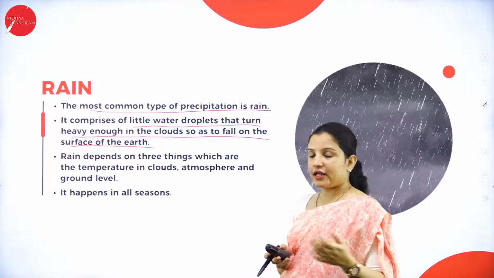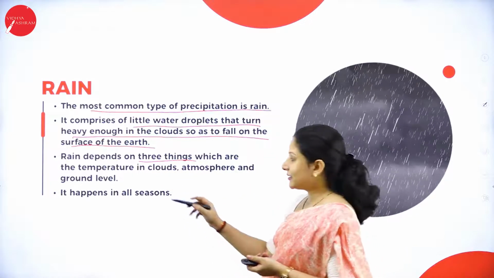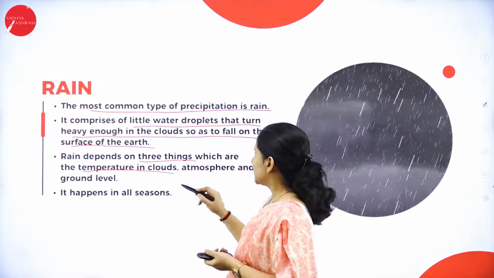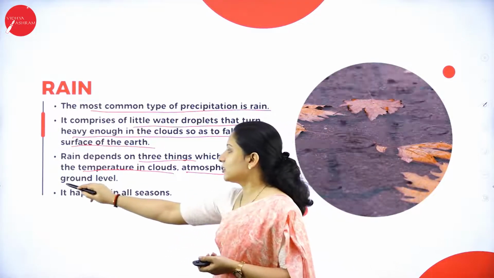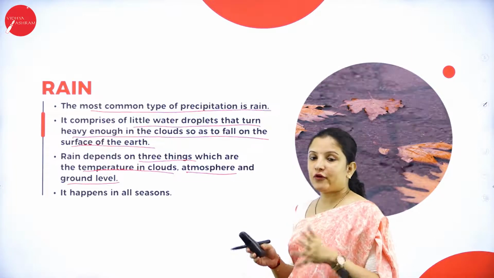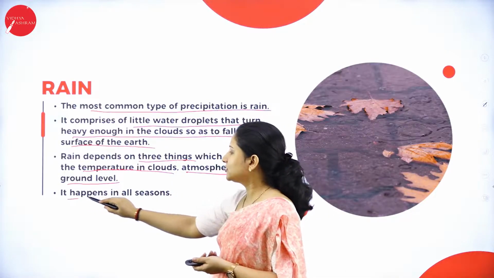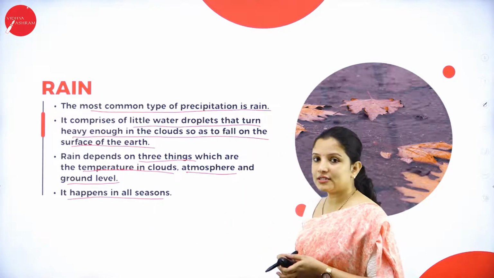The amount of rainfall depends on three things: the temperature in the clouds, the atmosphere, and the ground level. All these decide how much rainfall a particular region receives, and this procedure happens in all the seasons.